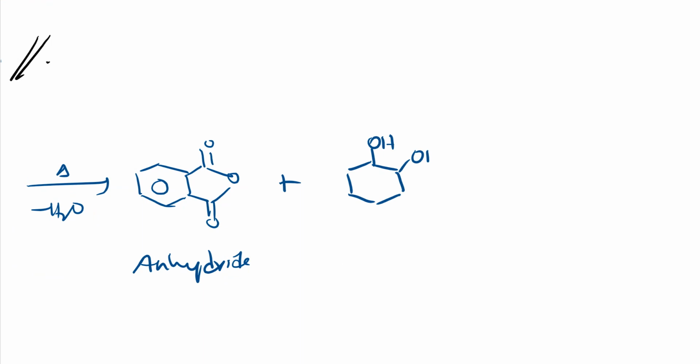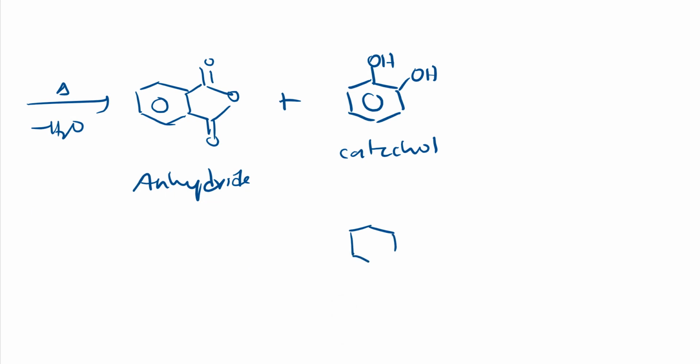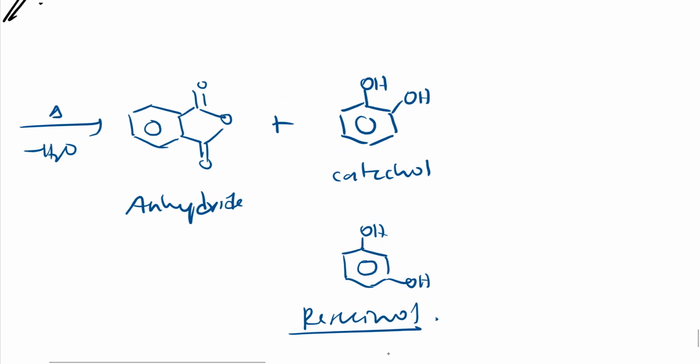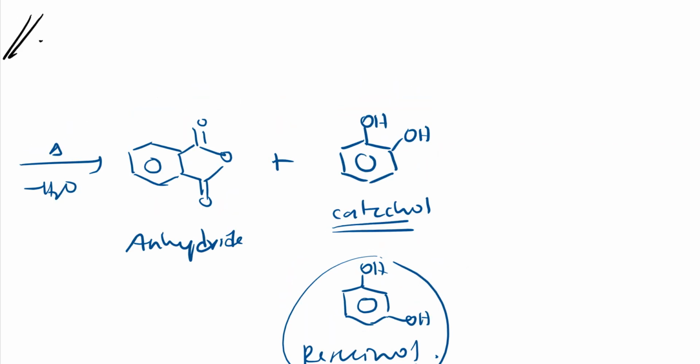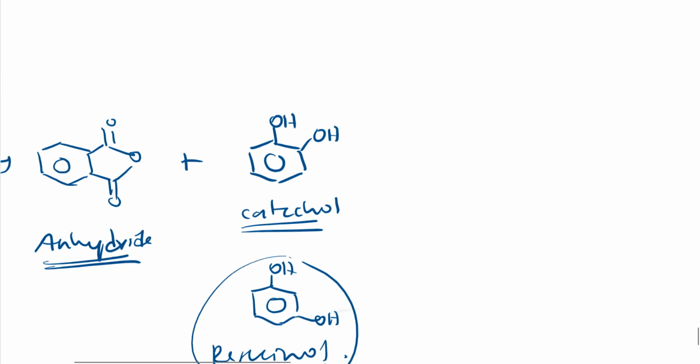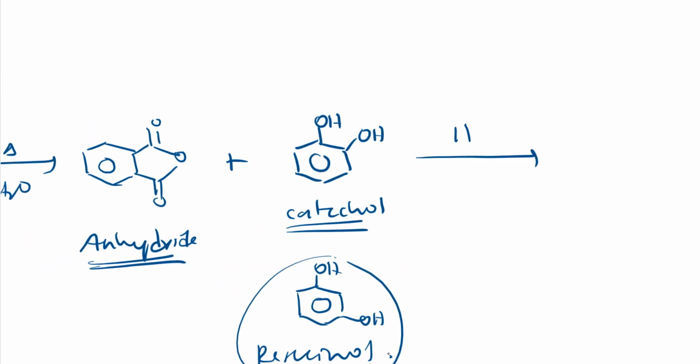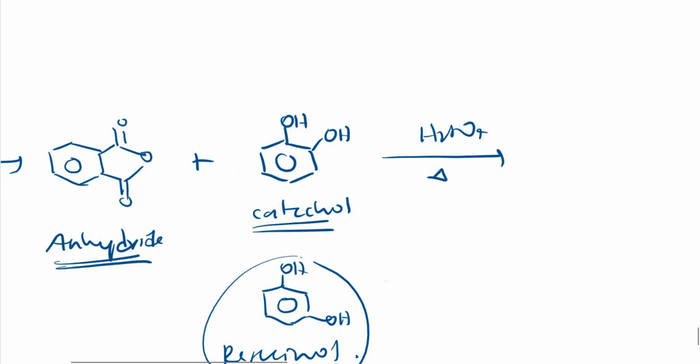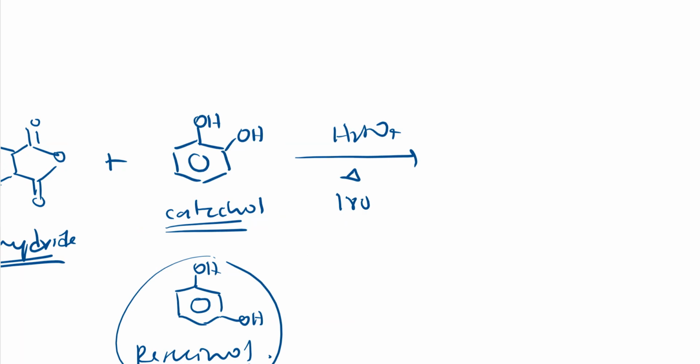Catechol means the phenolic OH groups are adjacent to each other, ortho position 1,2. So this is called catechol. If the phenolic OH groups are like this, then it is called resorcinol. These things we have studied. But here we won't use resorcinol, we use catechol. So when this catechol reacts with this anhydride, we use H2SO4 and we just heat it. Heat symbol is like this. Around 180 degrees we heat it, so we get this alizarin.